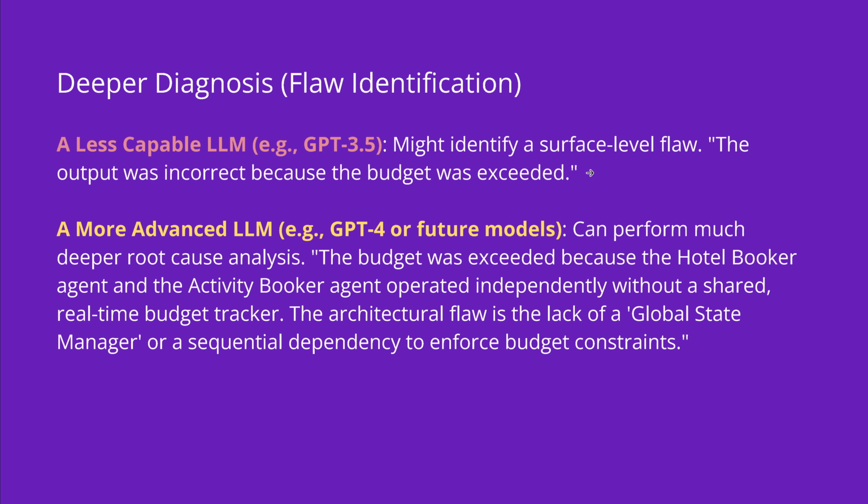This is it. Now, a more advanced system like GPT-4, for example, or 5 if you see this video, can perform now much deeper root cause analysis. And it might say, hey, the budget was exceeded because the hotel booker agent and the activity booker agent operated independently without a shared real-time budget tracker, and you got the idea.